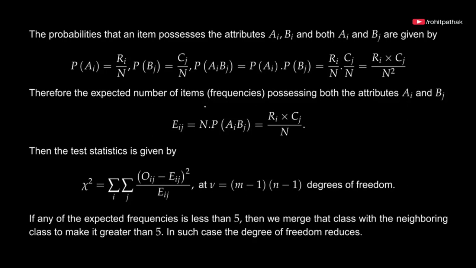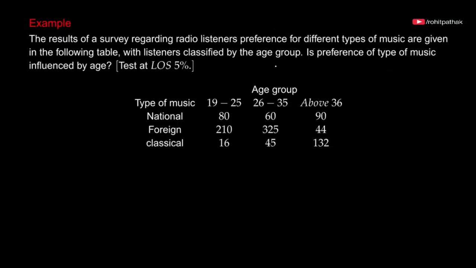So this is how you find the expected number of observations in each cell, and this is the test statistic. For example, the results of a survey regarding radio listeners' preference for different types of music are given in the following table, with listeners classified the age group.